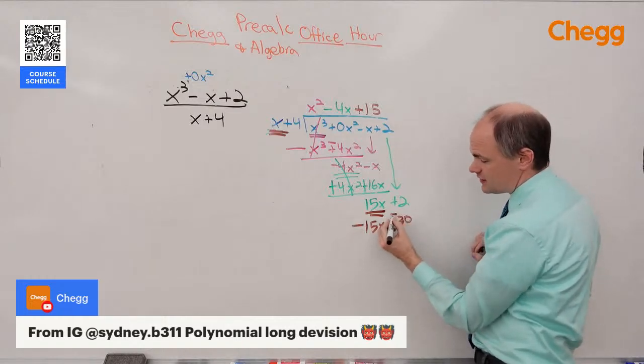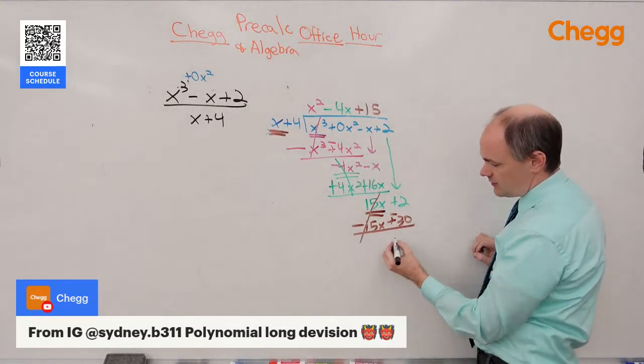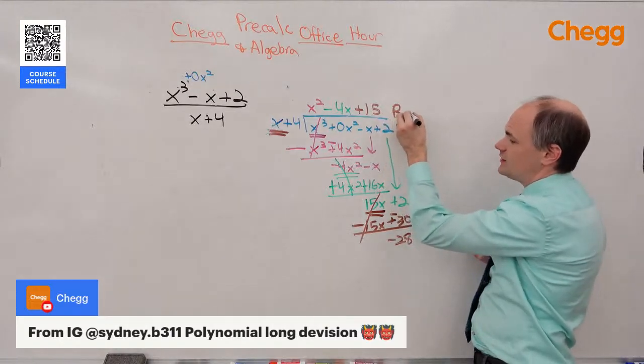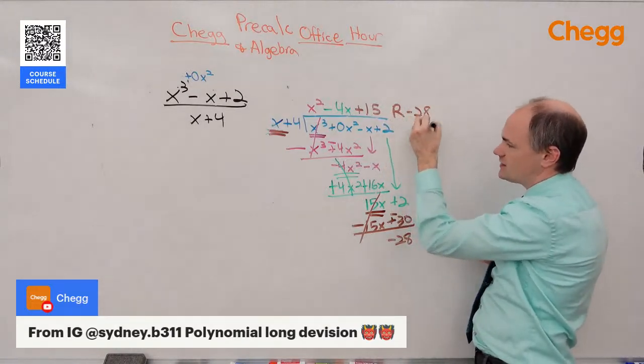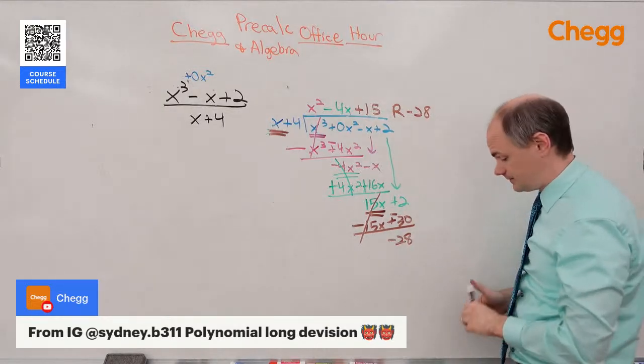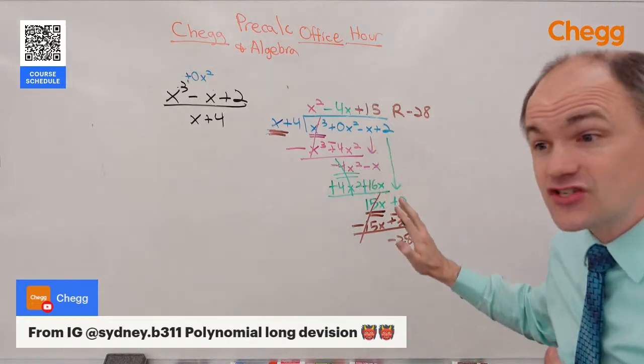And then we subtract it, making them both negative, because 15 minus 15 is 0, and 2 minus 60 is negative 58. So we're going to say this has a remainder of negative 58 because there's nothing else that we can bring down and divide out the x. That's long division. That's probably the way they teach you the long division in class.